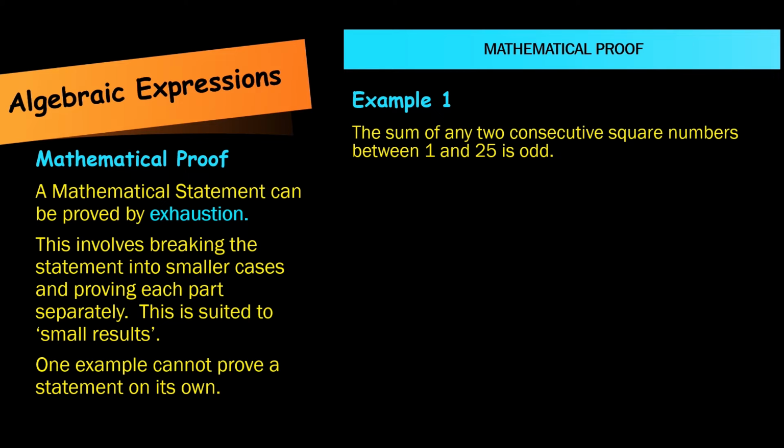We would like to prove that the sum of any two consecutive square numbers between 1 and 25 is odd. Pause the video and have a go. Press play when you're ready to view the solution.